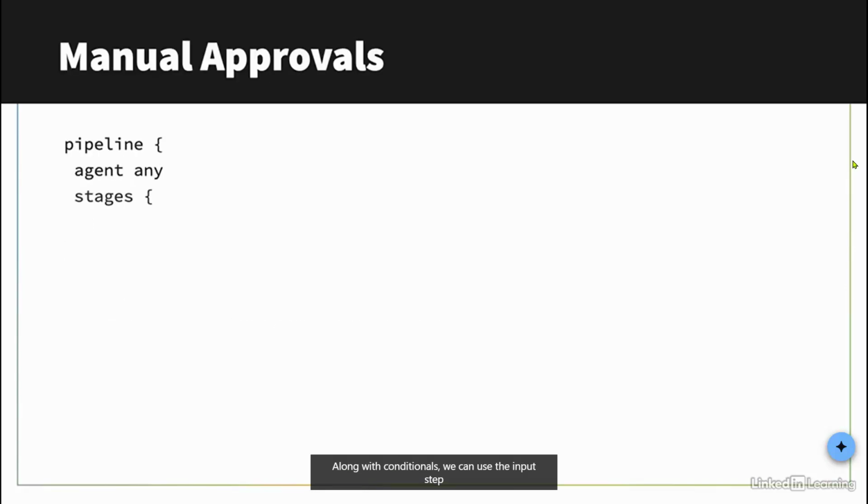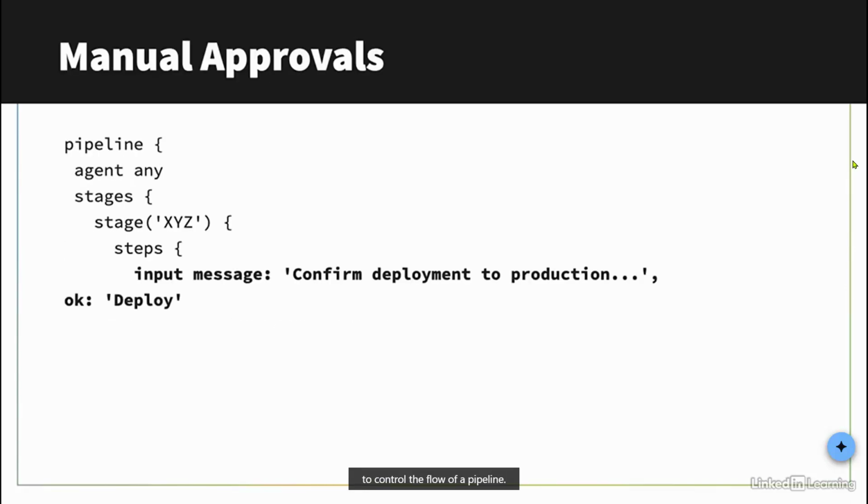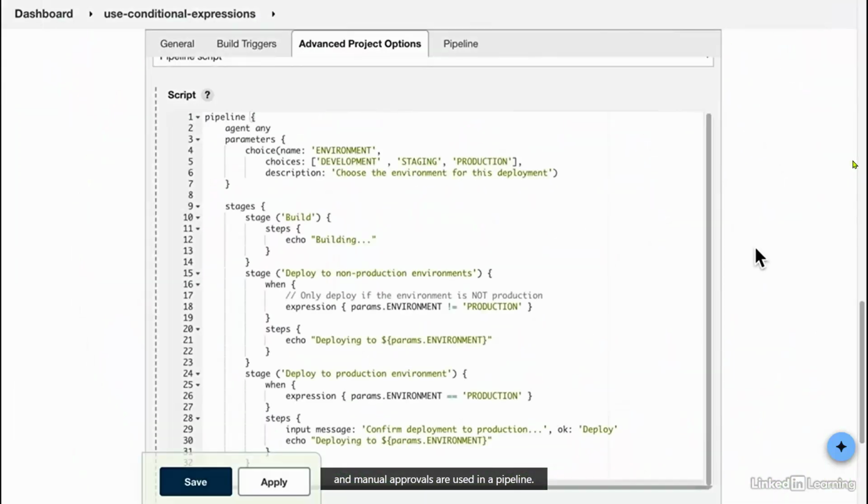Along with conditionals, we can use the input step to control the flow of a pipeline. The input step pauses a triggered pipeline and waits for manual interaction to determine if the pipeline should proceed or abort. We can also configure an input step with a custom message to give more information on what will happen if the job were to proceed. Let's use an example to demonstrate how conditional expressions and manual approvals are used in a pipeline.